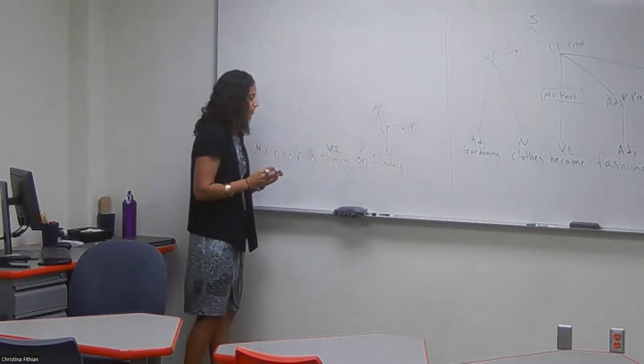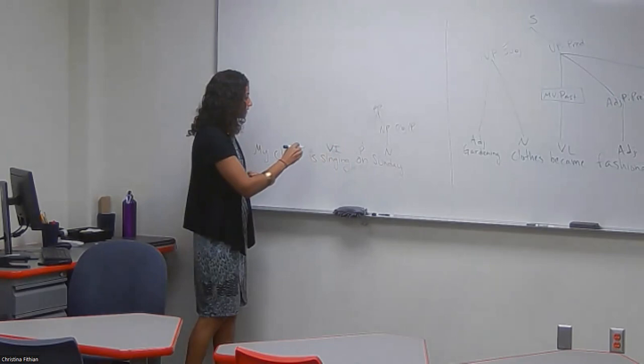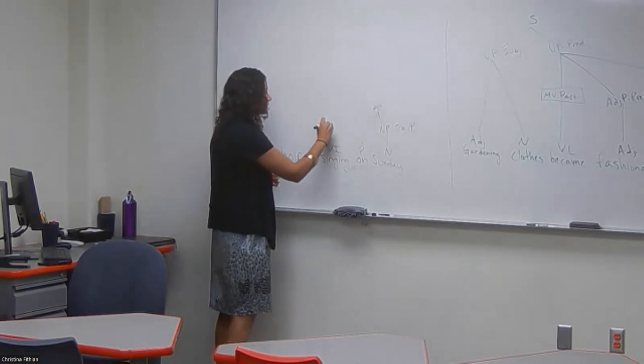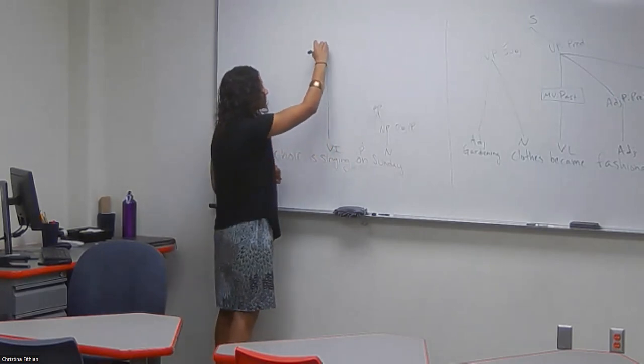Okay, so now we need to add a little more to our tree now. So we'll draw a nice tall line to the VP predicate.